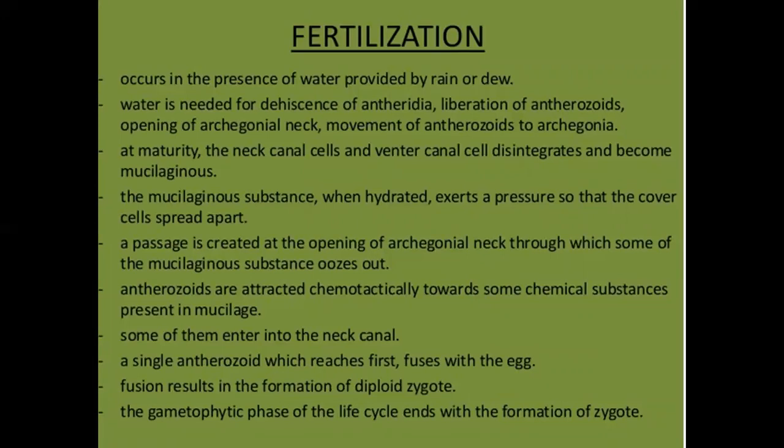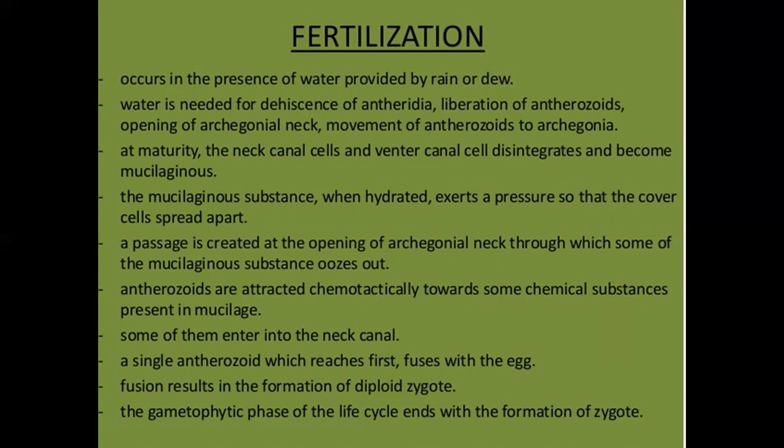Fertilization occurs in the presence of water provided by rain or dew. Water is needed for dehiscence of antheridia, liberation of antherozoids, opening of the archegonial neck, and movement of antherozoids to archegonia. At maturity, the neck canal cells and venter canal cells disintegrate and become mucilaginous. The mucilaginous substance, when hydrated, exerts a pressure so that the cover cells spread apart. A passage is created at the opening of the archegonial neck through which some of the mucilaginous substance oozes out.